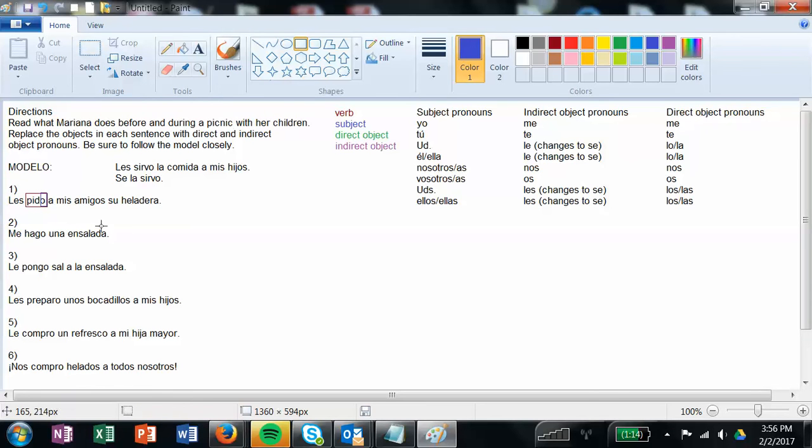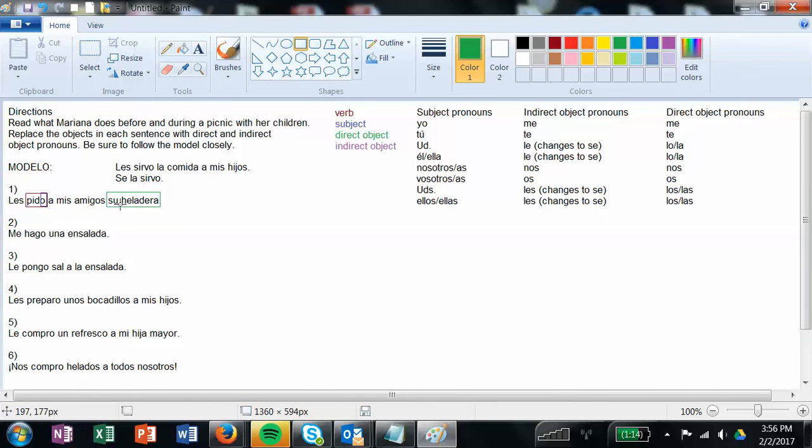Okay? What am I asking for? The thing that I'm asking for, or the thing that I'm making, or what I'm putting something on, that is going to be your direct object. So the direct object is green. What I'm asking for is the heladera.